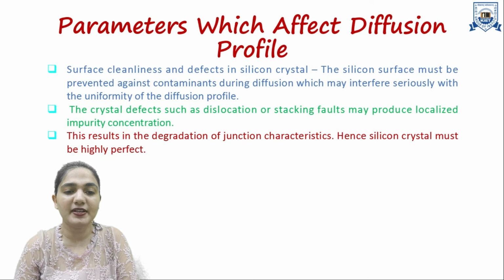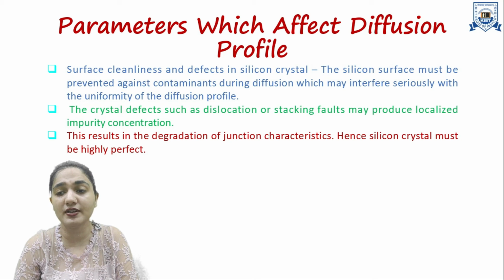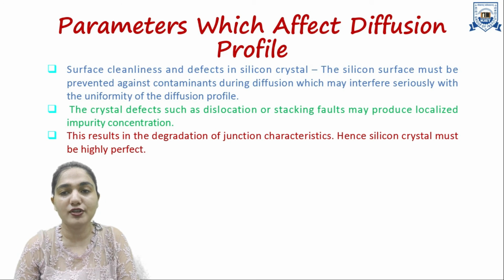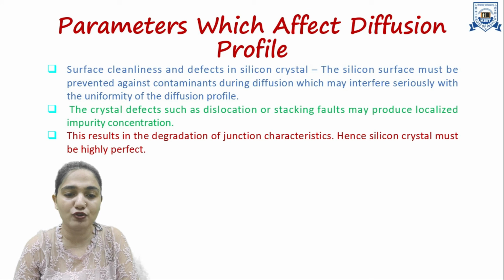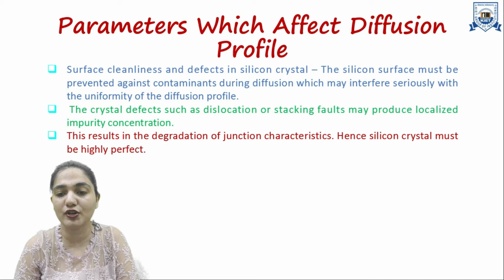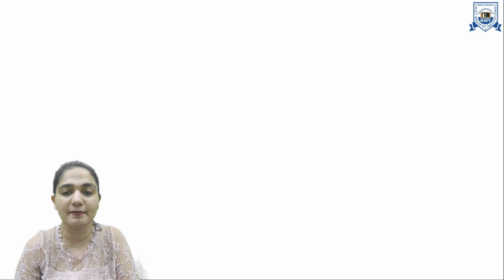Now coming to the next parameter, which is surface cleanliness and defects in the silicon crystal. The silicon surface must be protected against contaminants during diffusion, which may interfere seriously with the uniformity of the diffusion profile. So we need to clean the surface of the silicon. We have to have a very clean environment for the diffusion process. The crystal defects such as dislocations or stacking faults may produce localized impurity concentration. So this must also be avoided. This results in the degradation of junction characteristics, hence the silicon crystal must be highly perfect.